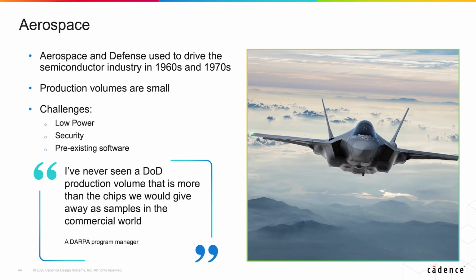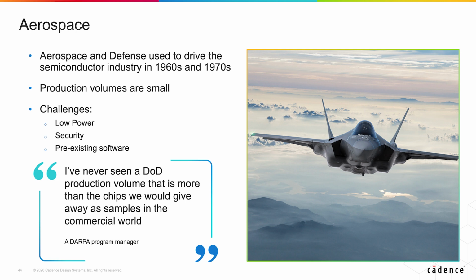Aerospace: in the early days of semiconductor, aerospace drove everything. The Defense Department would buy all the chips and put them in planes and so forth, and actually missile defense systems more than planes at that stage, I think. However, the production volumes are pretty small.